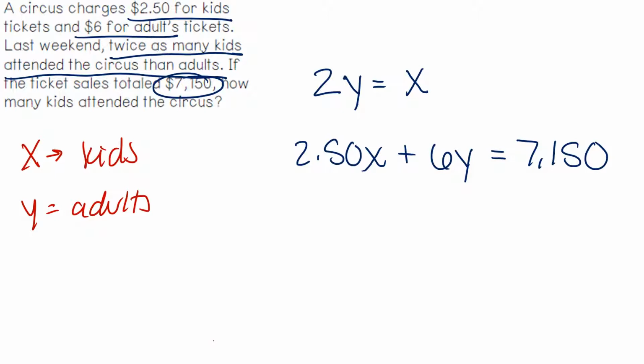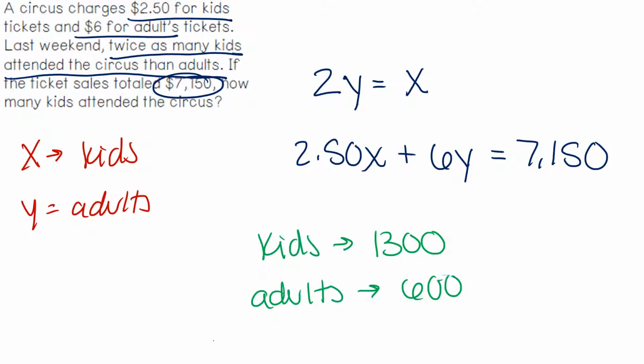Either method that you choose, the substitution or elimination method, whichever you prefer, will get you the same answer. And for this problem, we should have that there were, for kids, 1,300 attending, and for adults, there were 650 attending.